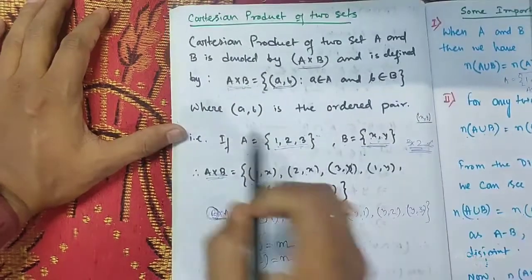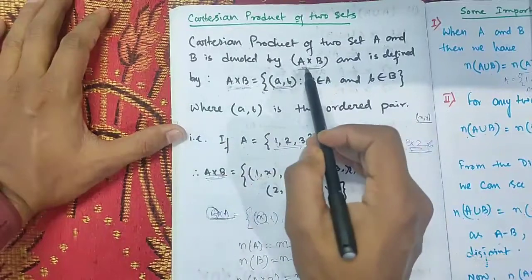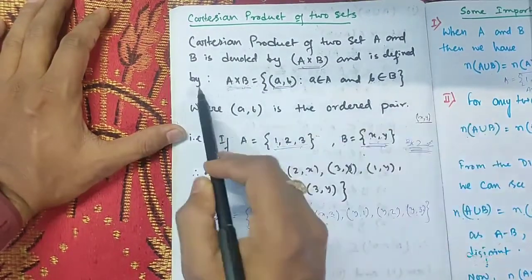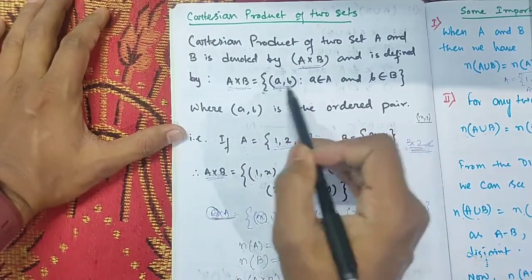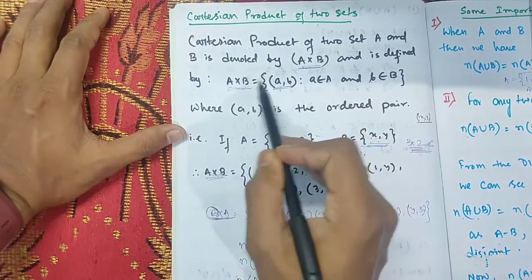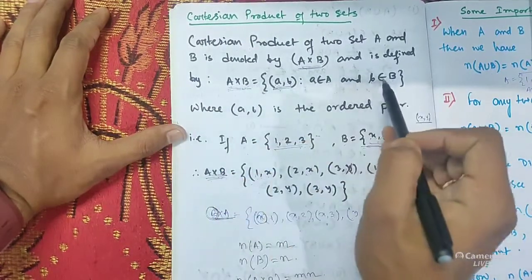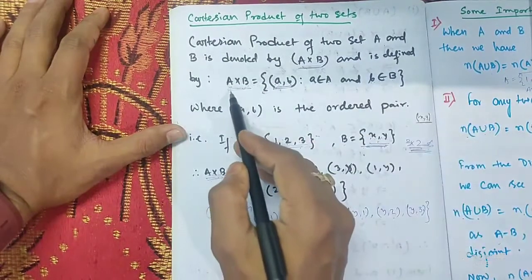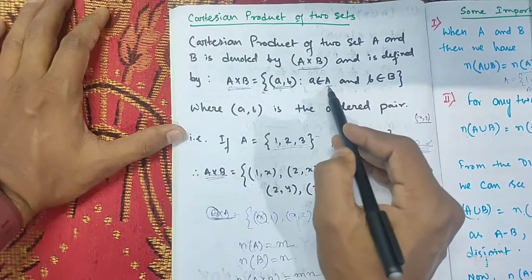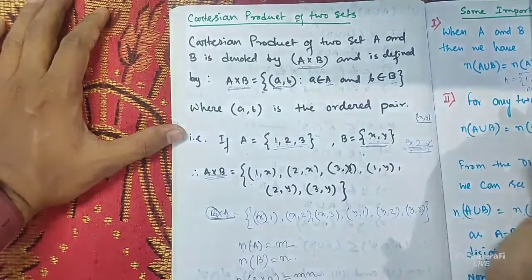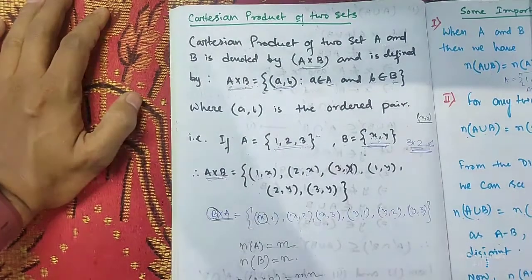So what is the Cartesian product? The Cartesian product of two sets A and B is denoted by A cross B and is defined by A cross B equals the ordered pairs (a, b) such that small a comes from the first set A and small b comes from the second set B. Here the order is A cross B, that's why A will be first and B second. Srijita, is it clear?